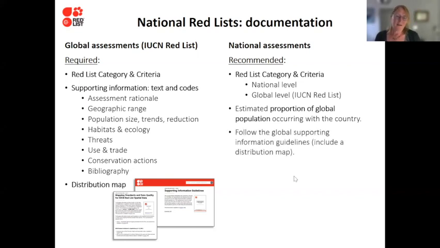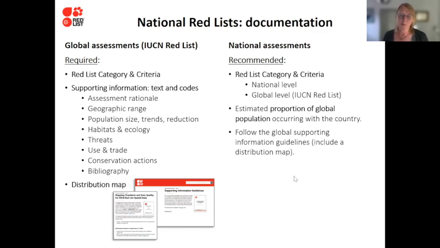We recommend that there is some supporting information for national assessments. Now, we can't enforce all the supporting information that we require at the global level for all national assessments, but we do recommend that that information is included somewhere. It might not be practical to include it in a printed version of a national red list, because printing costs are quite high, and we don't want to waste too much paper.